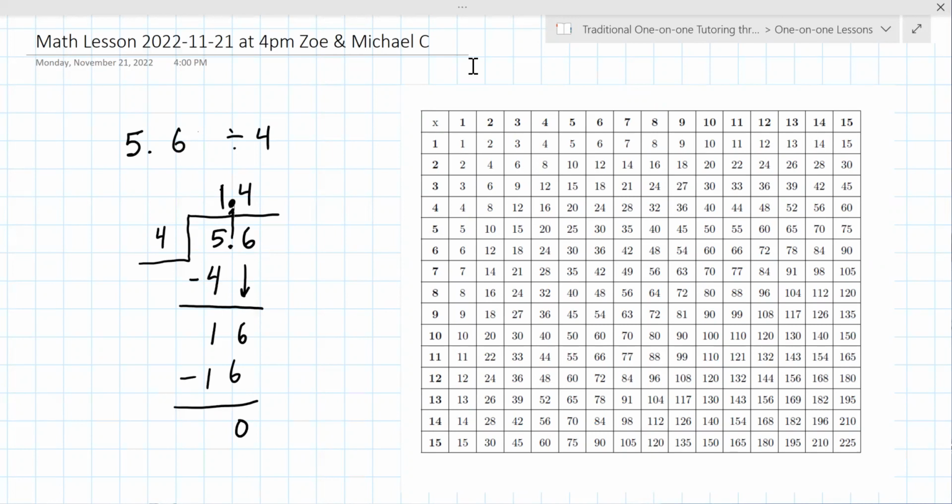Can I work one on my own, and then after, can I tell you my steps, and can you tell me if I'm right or wrong about my steps? Yeah, of course. So let's try this one here. All right, let's go: 7.8 divided by 6.